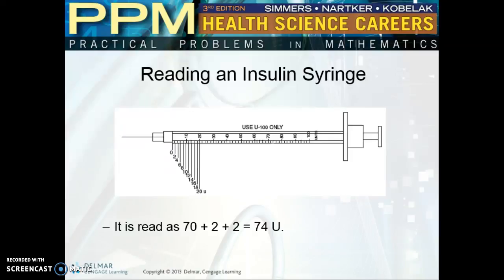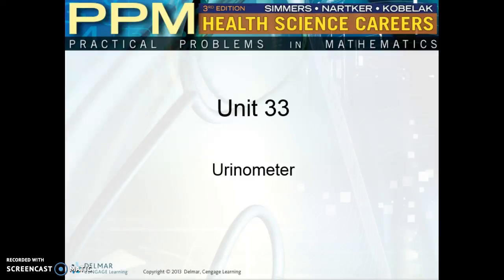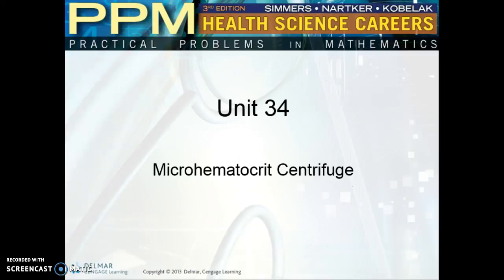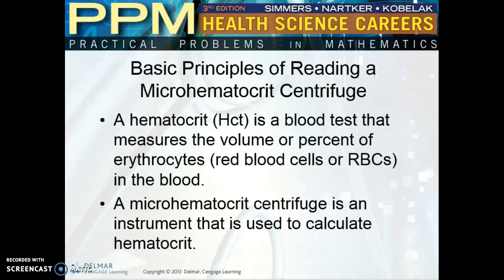Then from there, we're going on to the urinometer. A urinometer is used to measure the specific gravity of urine. Why do we need to measure specific gravity? Specific gravity helps us determine whether or not a patient's dehydrated and how their kidneys are functioning. So that's the significance of specific gravity for urine. And then the last one in this particular section is the microhematocrit centrifuge. This one is a blood test. Basically we're going to measure the amount of red blood cells in the blood. So that's what this particular tool does for us.